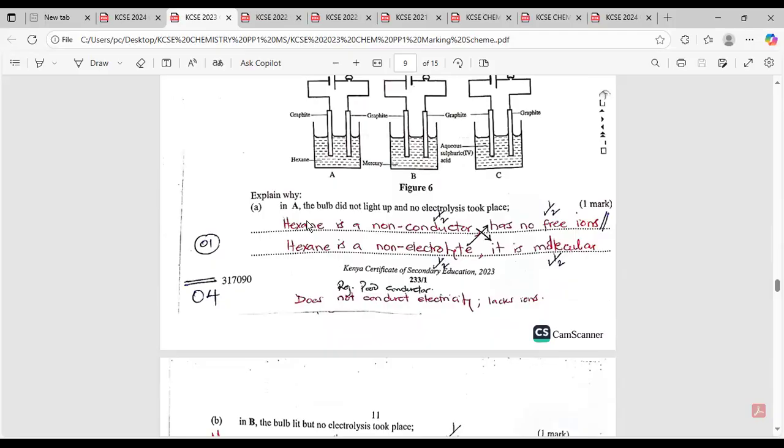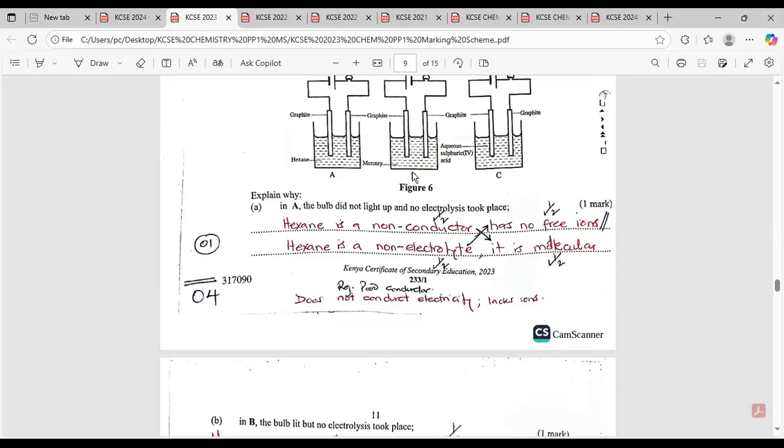This is because hexane lacks delocalized electrons. It's not a conductor. That is what you need to understand. Then Roman 2. In B, the bulb lights, but no electrolysis took place. The definition of electrolysis is when electric current is passed through a compound and the compound is decomposed by the current. So the reason why no electrolysis took place in B is because mercury contains delocalized electrons. So if it contains delocalized electrons, it cannot be decomposed. It will conduct electricity by use of the mobile electrons.